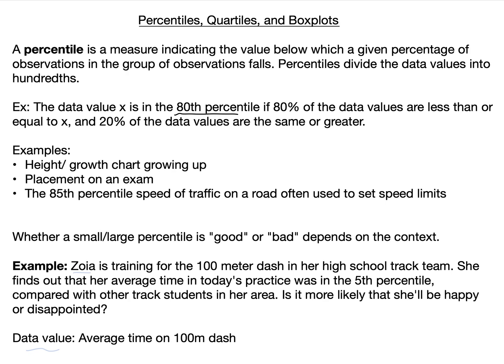Just another random example, the 85th percentile speed of traffic on a road is usually used to set speed limits or assess whether a speed limit is a good speed limit for that road. In general, whether a small or large percentile is good or bad will depend on context.